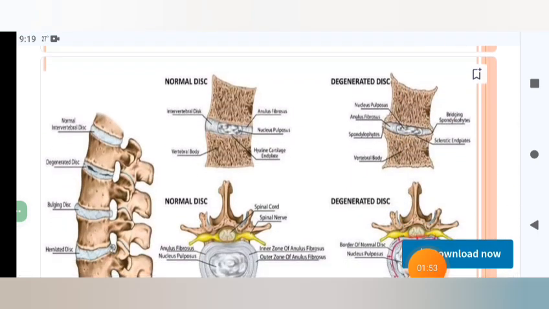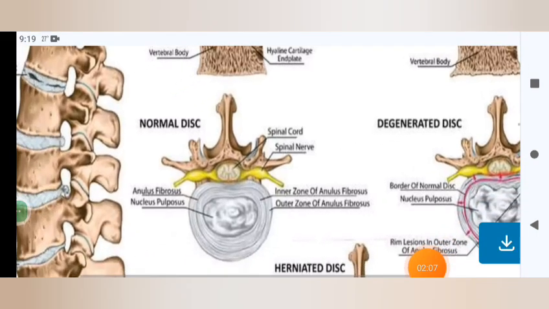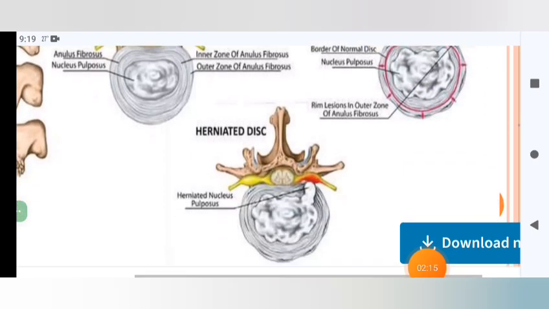Now we can see the difference in the structures in the disc. First, the normal disc, and this is the degenerated disc. Nucleus pulposus, annulus fibrosus, and normal disc, degenerated disc. Borders, normal disc, nucleus pulposus, and herniated disc.